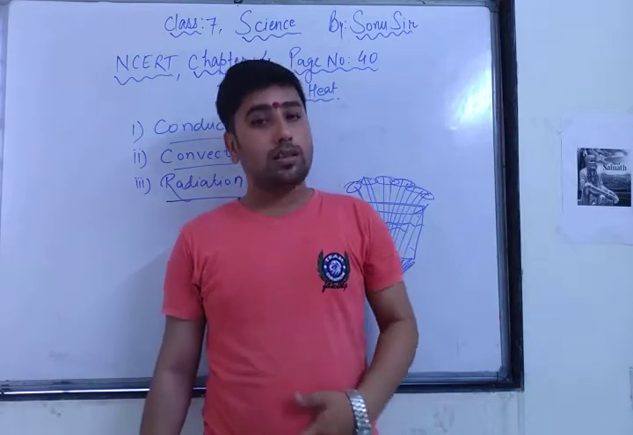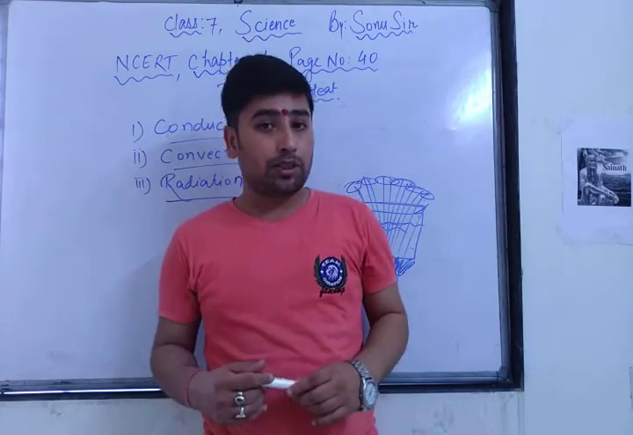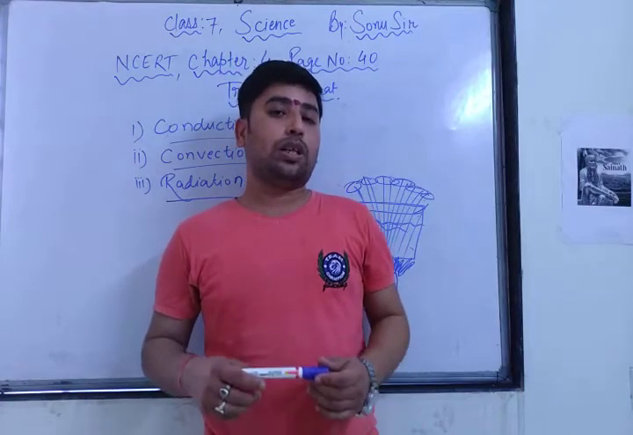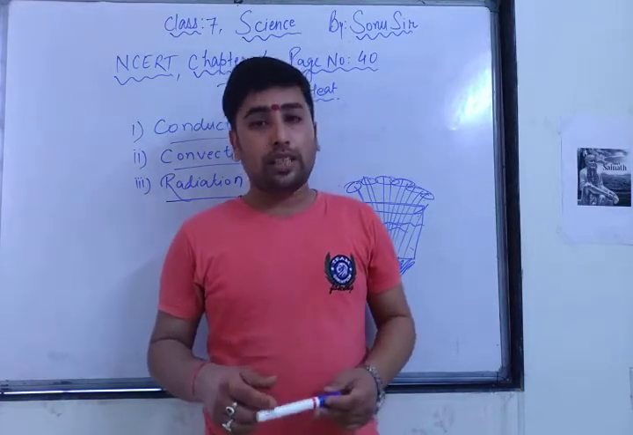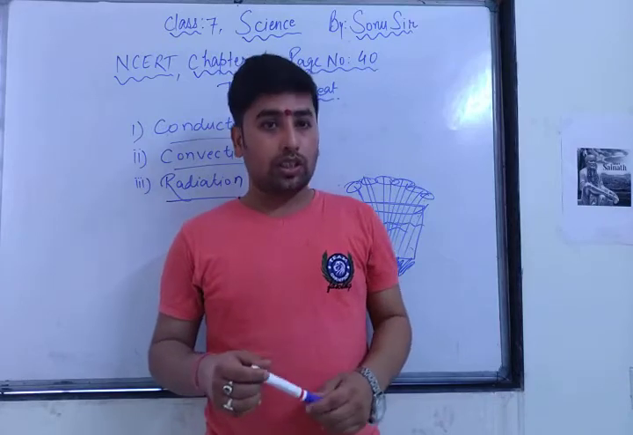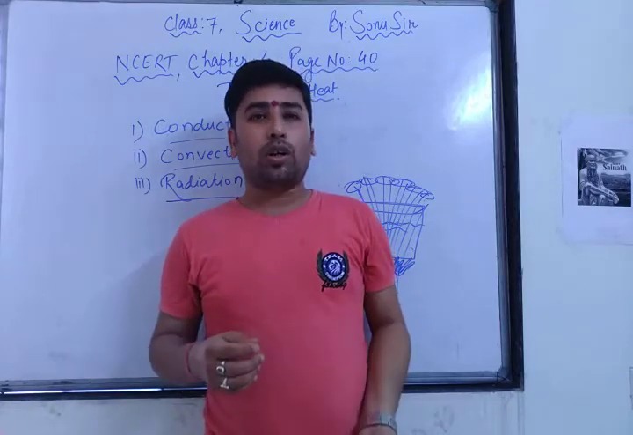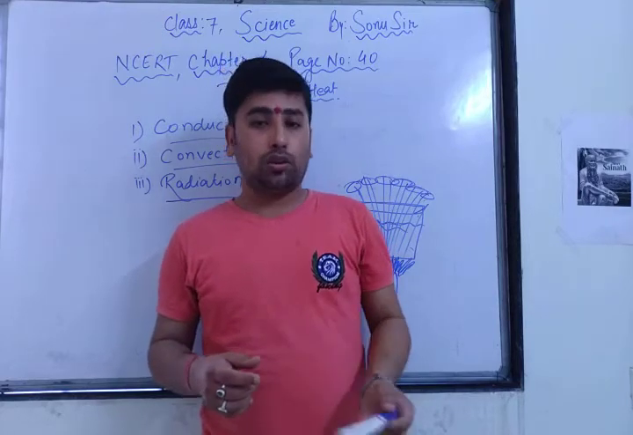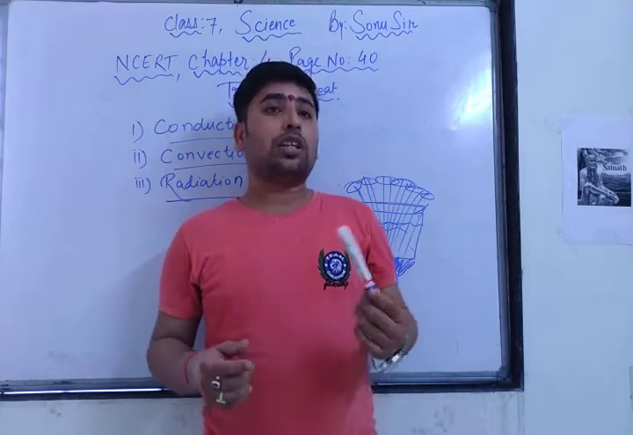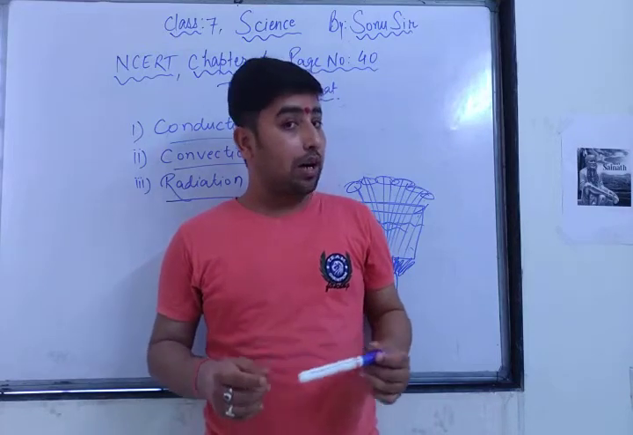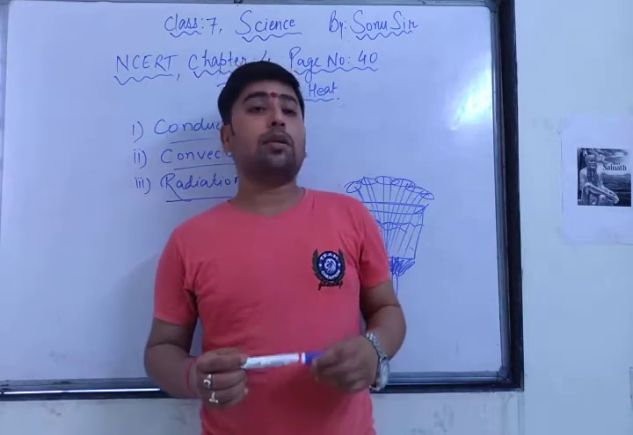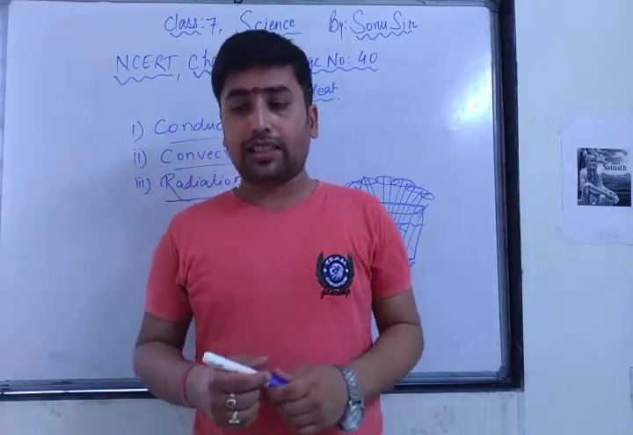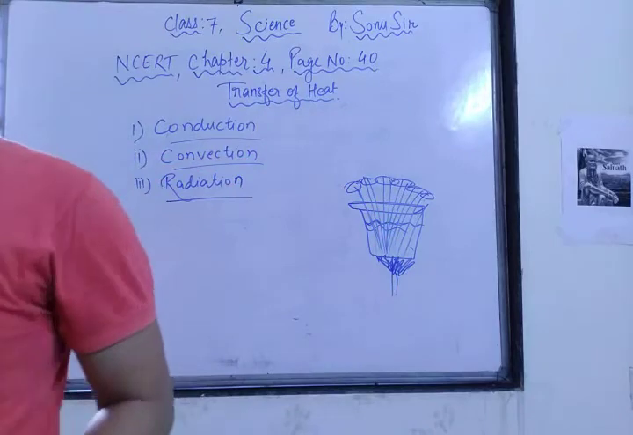For example, all the metals allow heat to pass through them and are called conductors, and the material which does not allow heat to pass through it is called a bad conductor or insulator. It is also known as an insulator. All the plastic and wooden articles which do not allow heat to pass through them are called insulators. So remember, the material which allows heat to pass through it is called a conductor, and the material which does not allow heat to pass is called an insulator, as it is written in our NCERT textbook, page number 41.